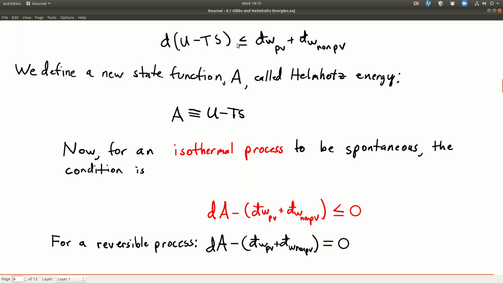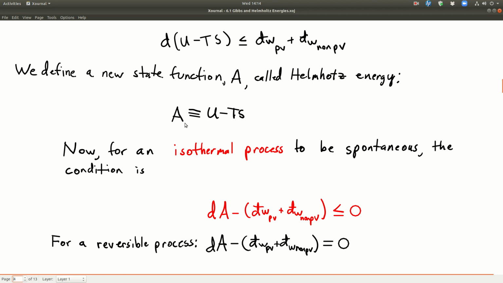So we're going to define a new state function, symbol capital A, and it's called Helmholtz energy. It's defined as being equal to the stuff in the parentheses here, U minus TS. So now we can write this, okay? Remember, this is an isothermal process at this point. For that to be spontaneous, the condition is that dA, bring this over to the other side, minus d̄w PV plus d̄w non-PV is less than or equal to 0. And if it's a reversible process, then the equality holds.